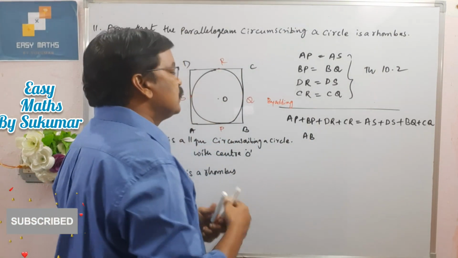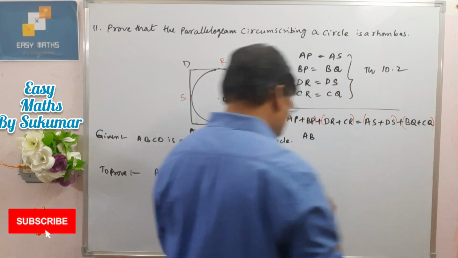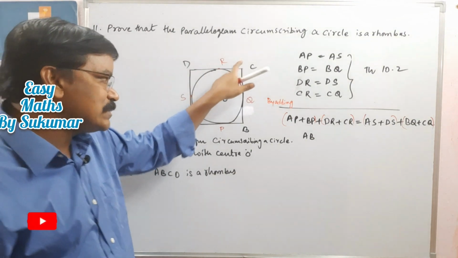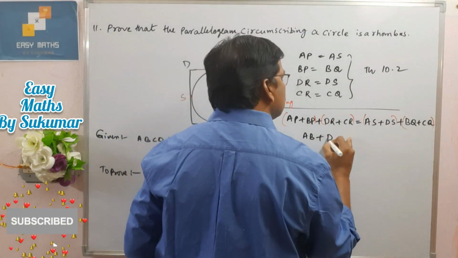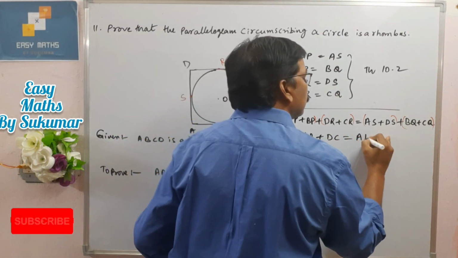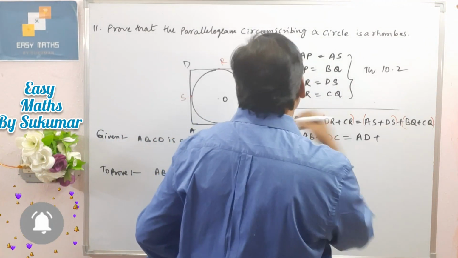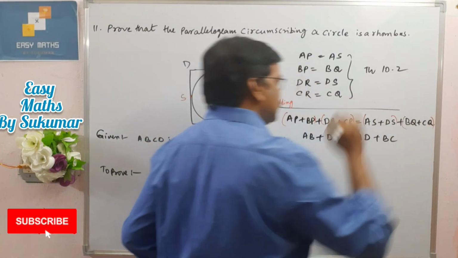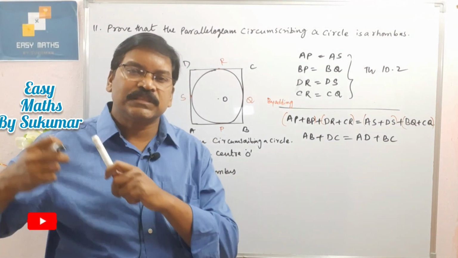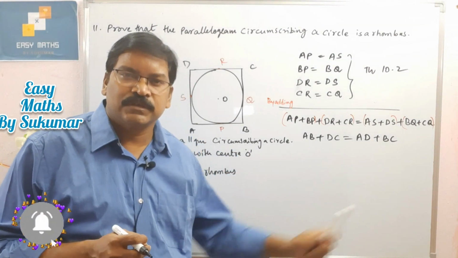That means AP plus BP is AB and DR plus CR is DC. AB plus DC is equal to AS plus DS, which is AD, plus BQ plus CQ, the sum of these two segments, which is BC. So finally what we proved in question number 8 in this exercise 10.2 is this last step.